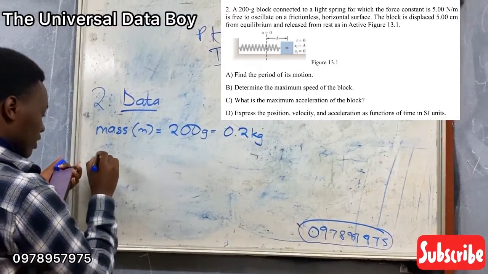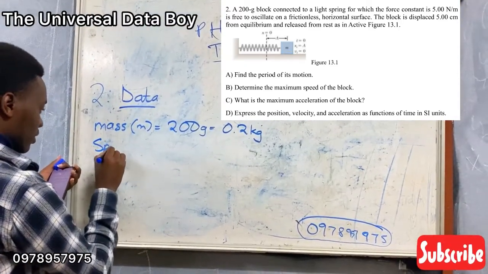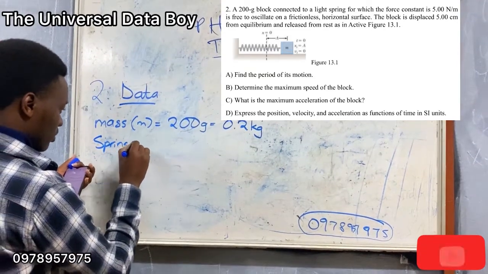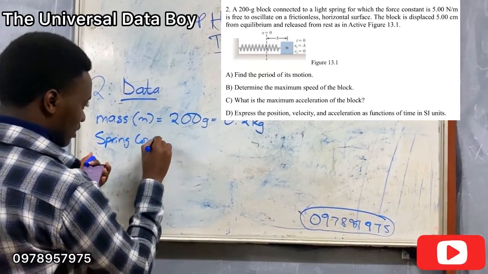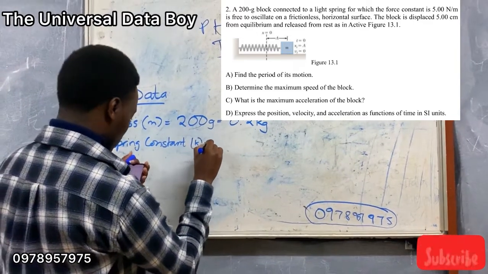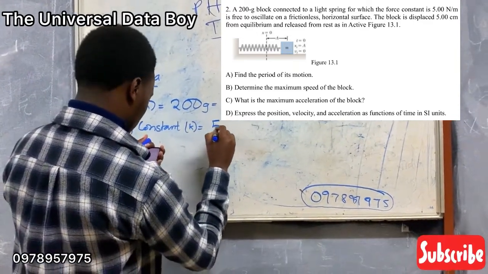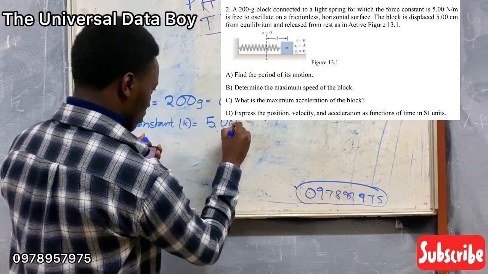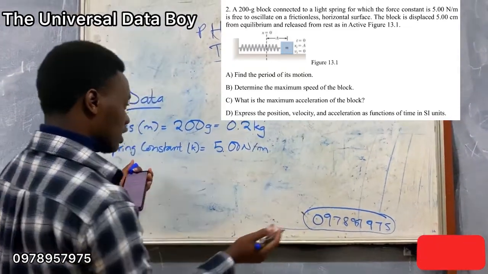The second thing we're given is the force constant, so the spring constant k is equal to 5.00 newtons per meter. This one is in SI units.